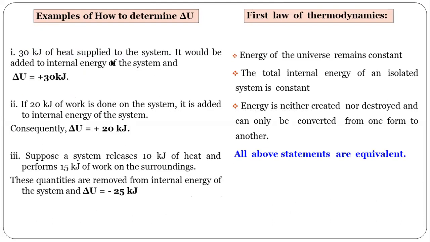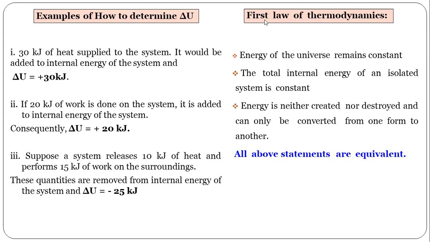When energy is provided to the system, the internal energy will increase, it will be added. But when energy is released from the system, the internal energy will decrease. When work is done by the system, the internal energy will decrease. And when work is done on the system, the internal energy will be added. And when work is done on the surroundings, internal energy means decrease. We have to do the minus here. So these three examples are required when you are going to solve the numericals.